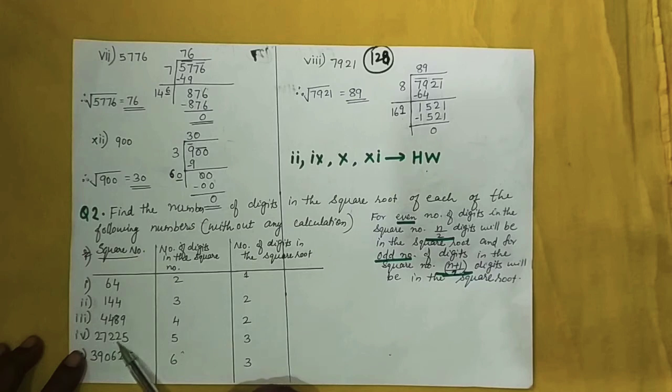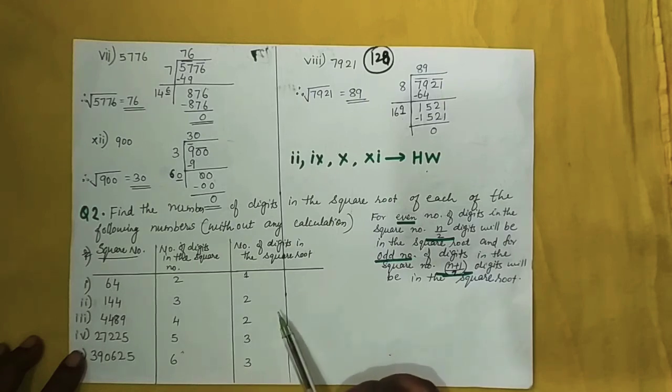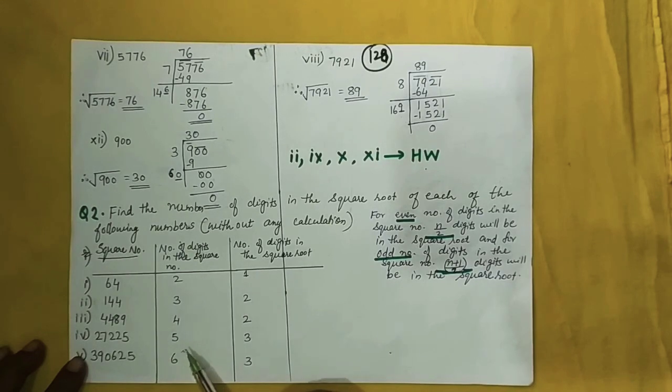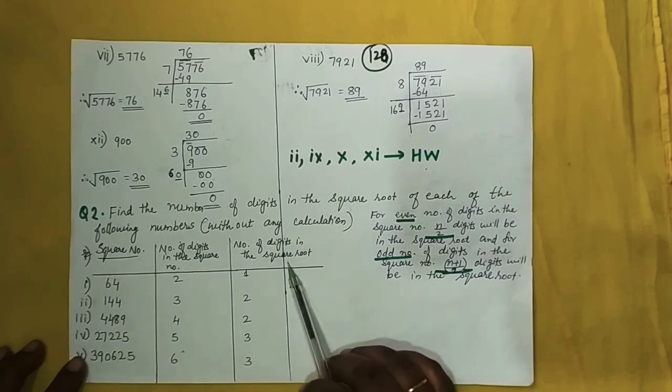Here 27,225 has 5 digits, and 5 is an odd number. So (n plus 1) by 2 digits will be in the square root. That means 5 plus 1 is 6, 6 by 2 is 3. Now this number, 3,90,625. How many total digits? 6. 6 is an even number. See, if there are an even number of digits, then n by 2 digits. 6 by 2 means 3. So 3 digits will be there in the square root of the number.